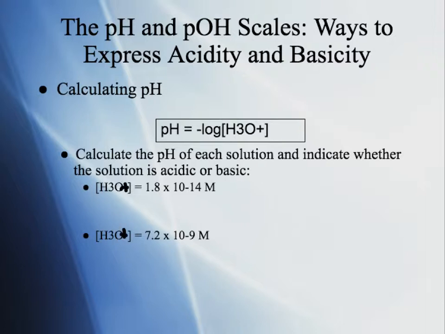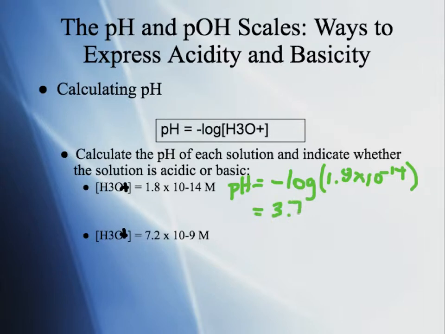Okay, if we have a hydronium ion concentration of 1.8 times 10 to the negative 14, if we put into our calculators negative sign log, and in parentheses we put 1.8 times 10 to the negative 14, close our parentheses and push equals, we're going to get a pH reading of 3.74. And so what that means is this is less than 7, so this is an acidic solution. All right, it's as easy as that.